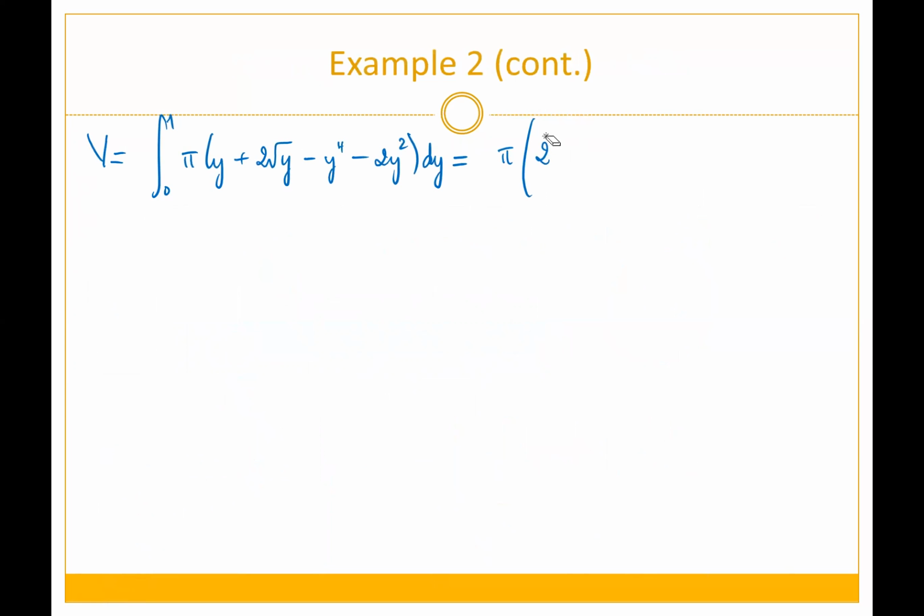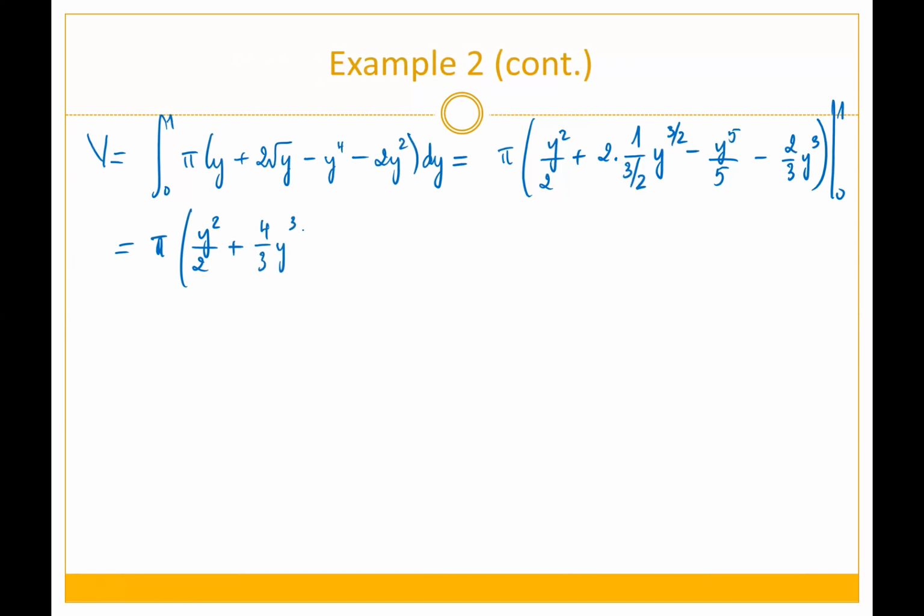So you have y squared over 2, plus 2 multiplied by 1 over 3 over 2, y to the 3/2, minus y to the fifth over 5, minus 2 over 3 y cubed. And that one's from 0 to 1. This is what we have, plus 4 over 3 y to the 3/2, minus. So what we end up having, if you do the calculations, is 29 pi over 30.